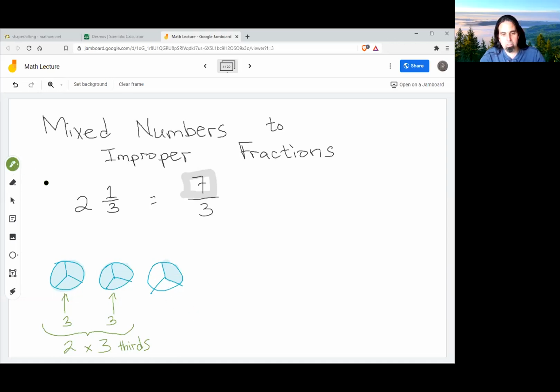So my process is that first I multiply these two. And then I add.